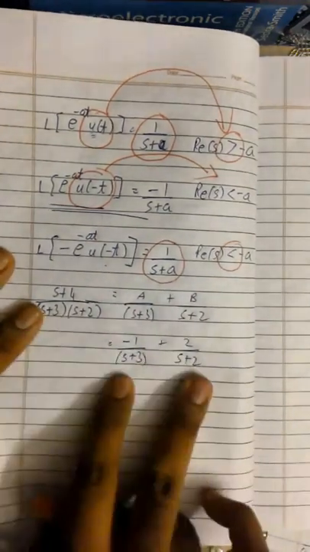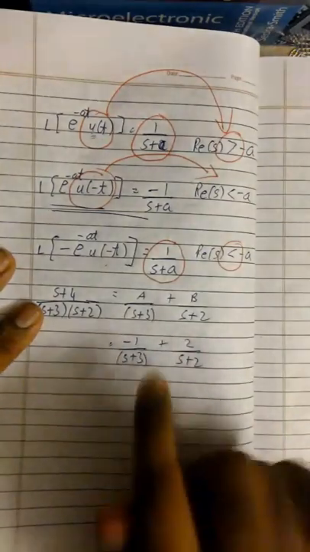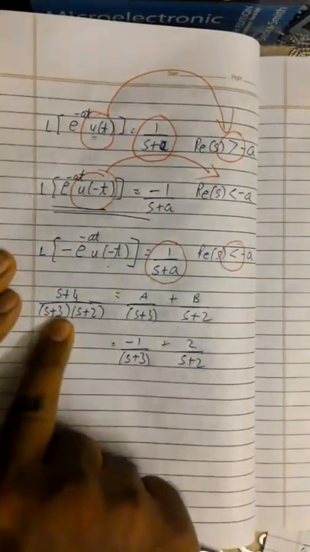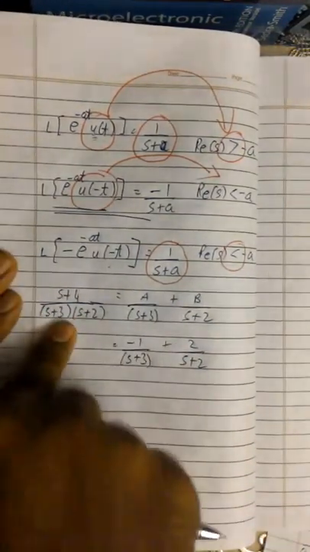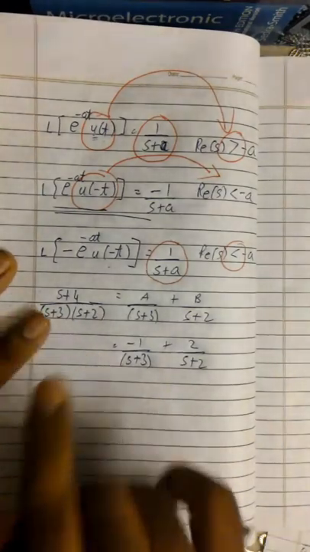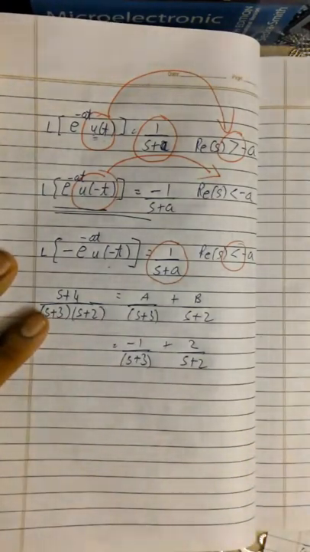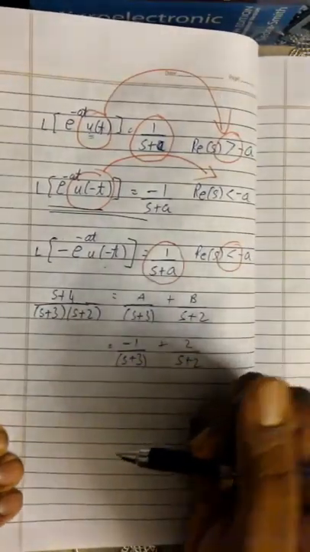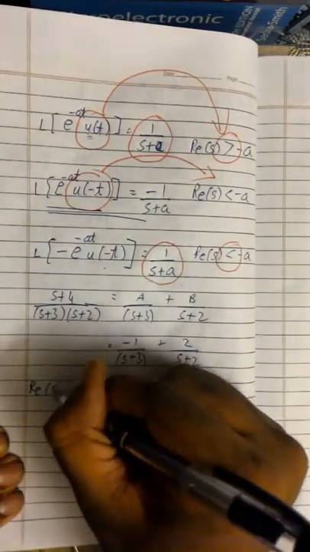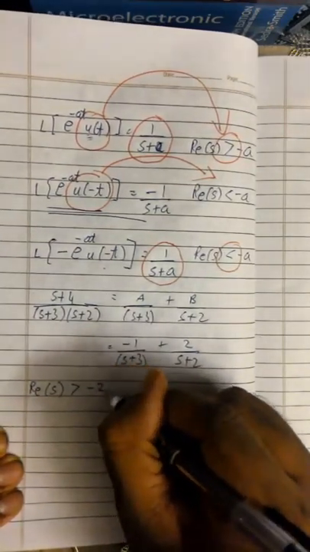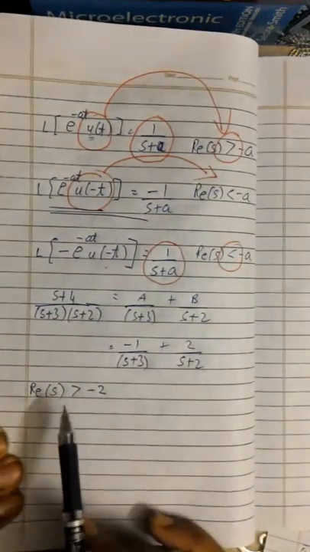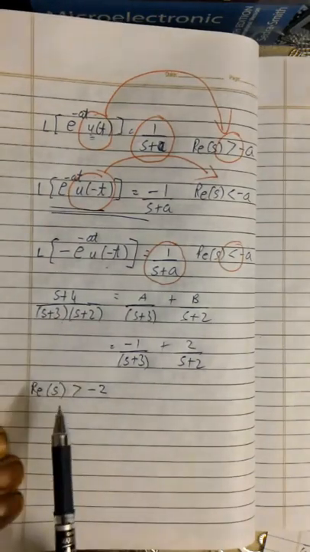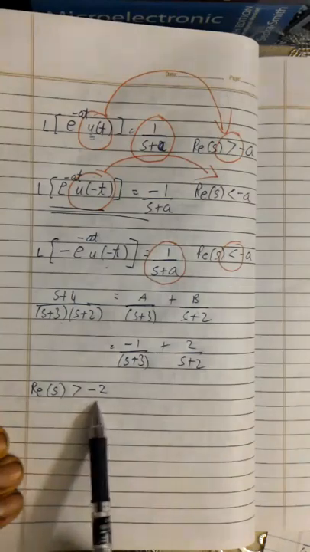Now after this, I need to check if this is a left-sided signal or a right-sided signal. How do I know if this question is a left-sided signal, a right-sided signal, or a two-sided signal? For that, you have to read the question. Suppose they say, okay, I will give you separate different questions. Suppose in the question they say find the inverse Laplace transform of this function, and then they say that the real part of s is greater than minus 2.